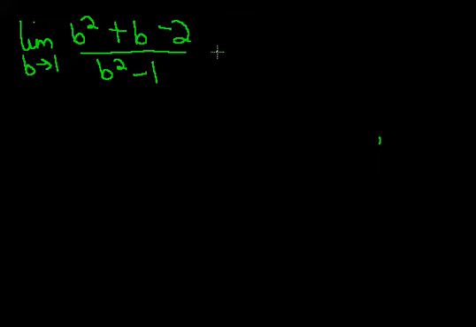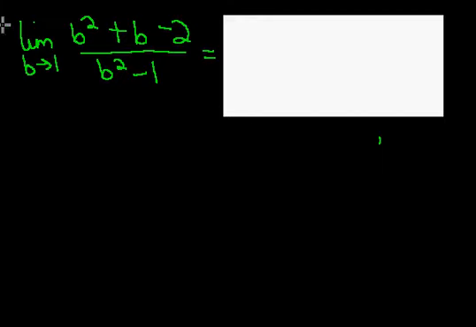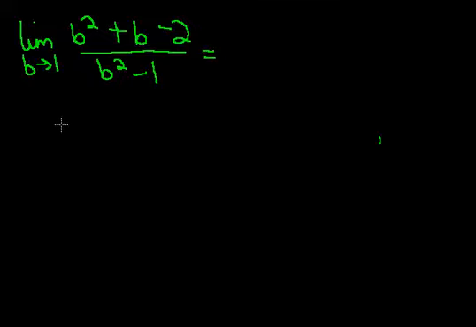And so if we substitute in this problem, we can see that that equals 1 squared plus 1 minus 2 over 1 squared minus 1. And 1 squared plus 1 is 2, 2 minus 2 is 0. And 1 squared minus 1, well, that's just 1 minus 1, and that's 0 too. So we can't just do that, because substitution gives us an indeterminate form. So we have to try something else to solve this problem. So let me erase this.